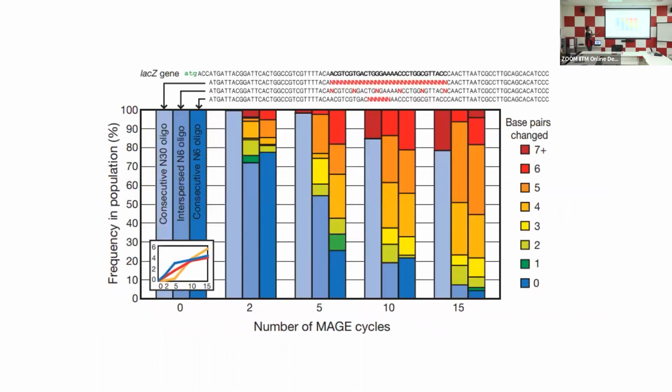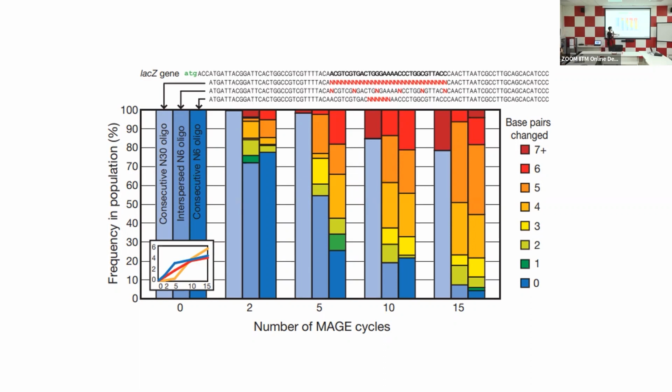So this diagram basically shows the frequency of base pair change in the population with respect to the 3 nucleotides. You can see that the N30 nucleotide has a large base. It only shows a 7+ base pair change, even though not much in frequency. While you can see that the CN6 oligos, since it's smaller in size, show a large distribution of the change in base pair as you increase the number of MAGE cycles.